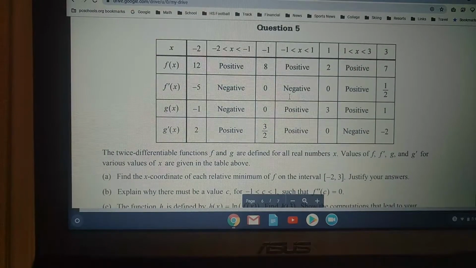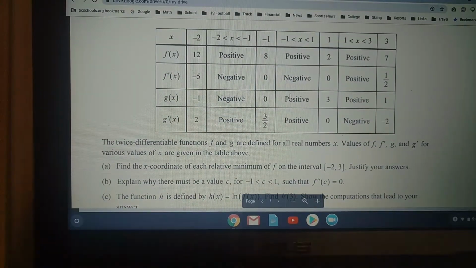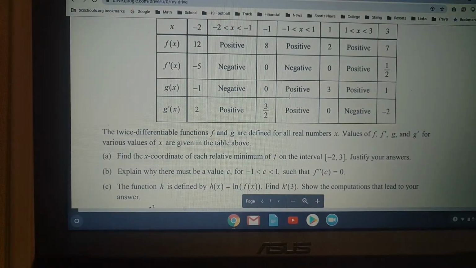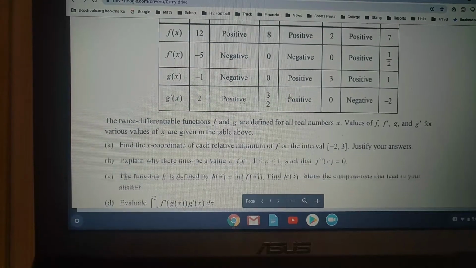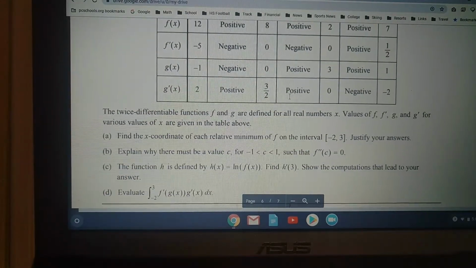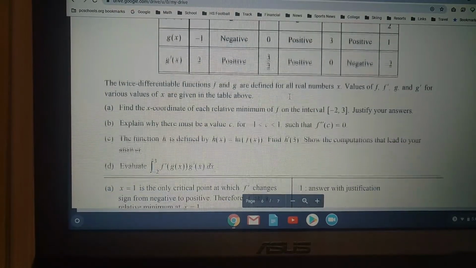Question 5. We've got another chart, another table here with a lot of information about both f and f's derivative and g and its derivative. They tell us that they're twice differentiable, so we know those derivative functions also have derivatives, which means they're also continuous, and we have them defined for all those real numbers. And so let's see what they ask us to do.